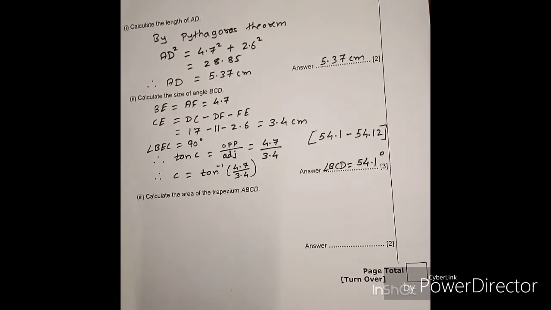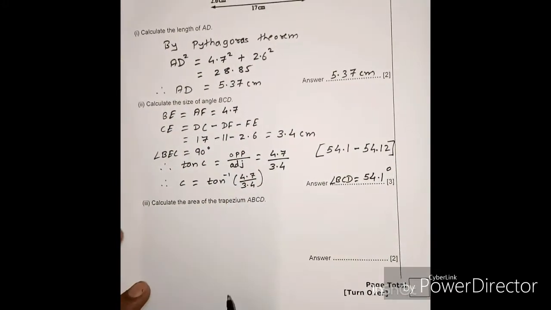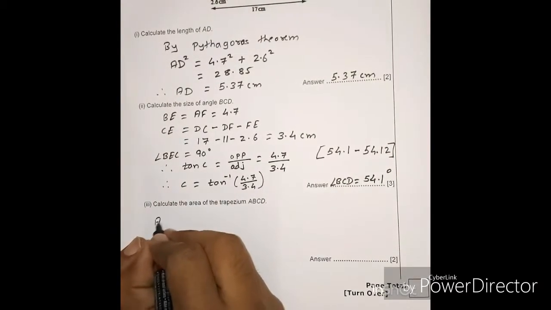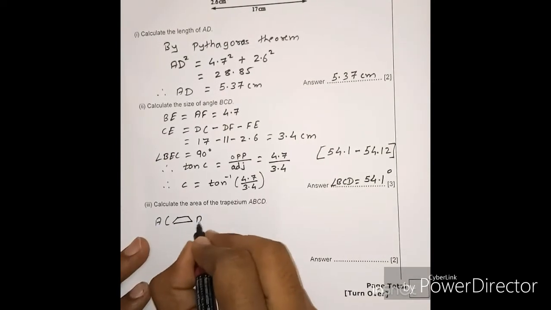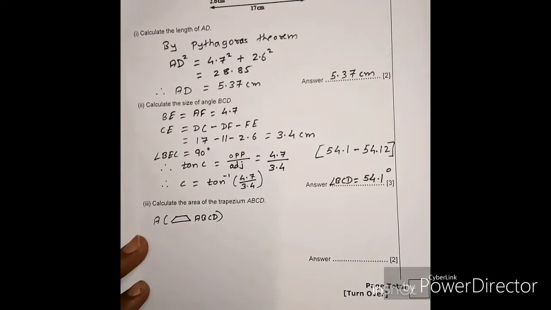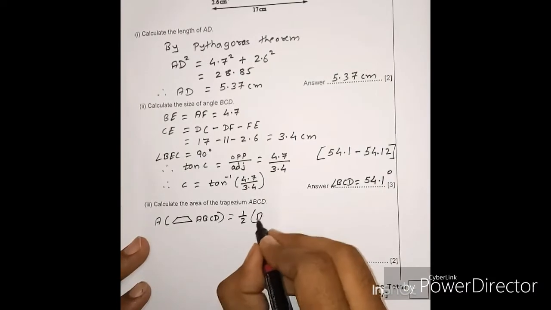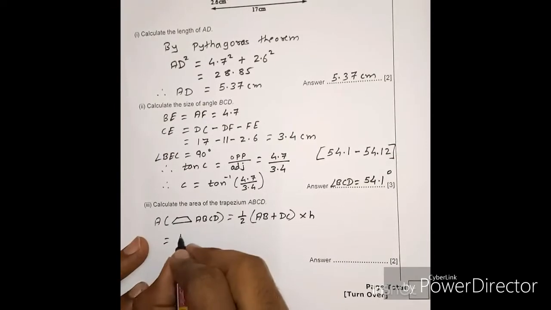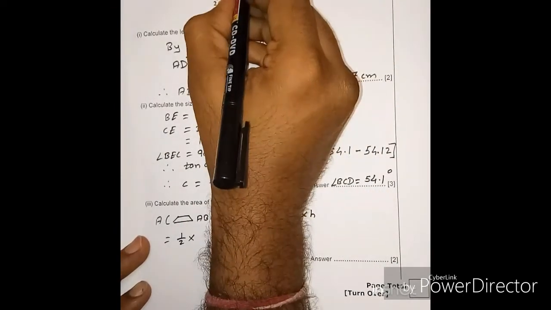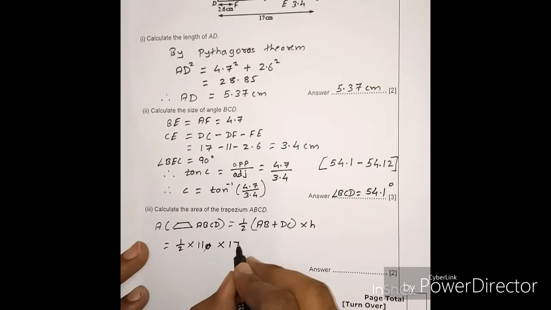Now next part, calculate the area of trapezium ABCD. Now to get the area of trapezium ABCD, the formula is area of trapezium ABCD. It is equal to half into sum of the parallel sides, which is AB plus DC into height, which will be equal to half into AB is given to us 11 centimeter into 17.